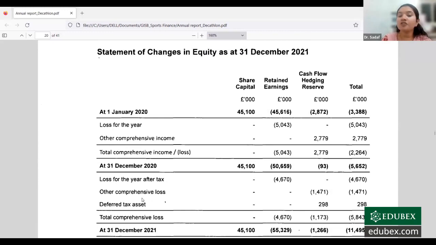This is a statement of changes in the equity. So you can see here that we have the share capital, that is the equity capital which is given, the reserves or the retained earnings, and the cash flow hedging reserve. This is the reserve which is created for the purpose of managing the investments. Hedging means minimizing the risk, so the reserves which are created for managing the investments.